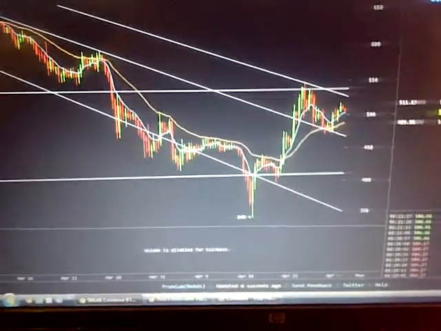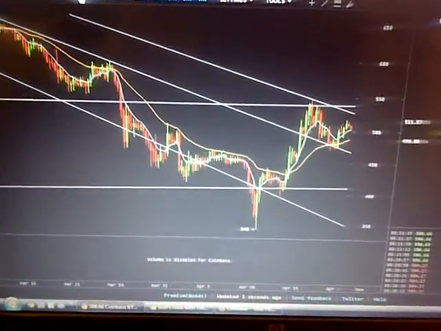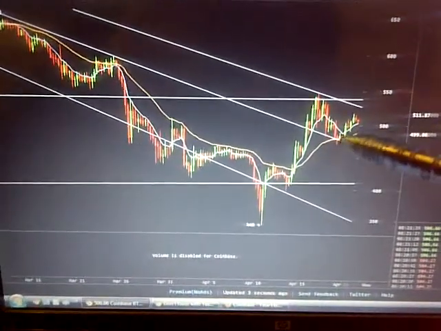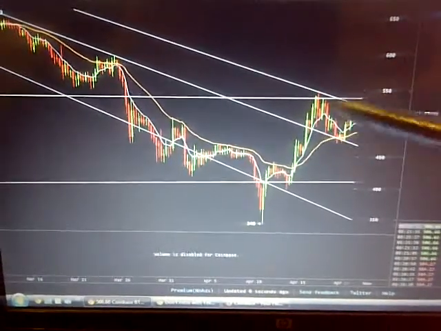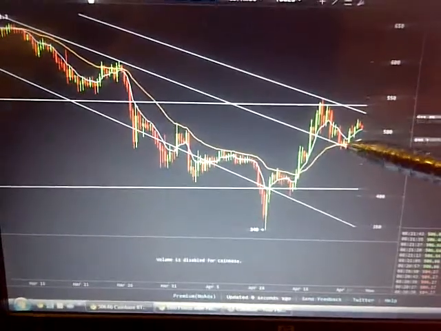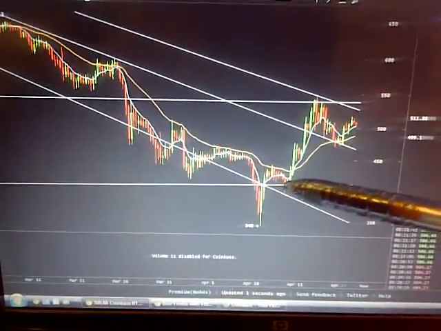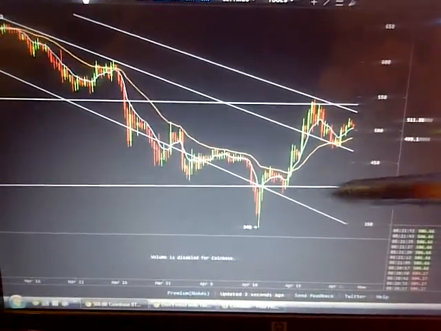And how long will it do that? I don't know. But the good news is it's staying up here, and it looks like it's really trying to break through, and it's just testing it, and just keeps testing it. It's a good sign. It's better than this and then going back down right away.